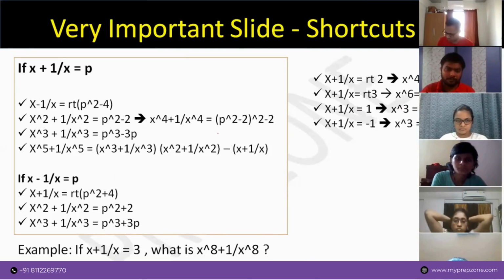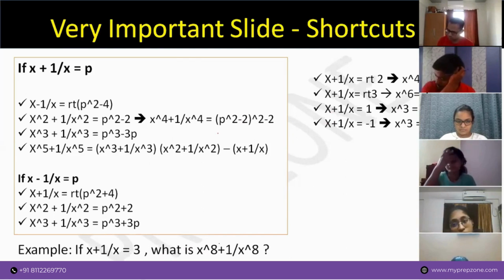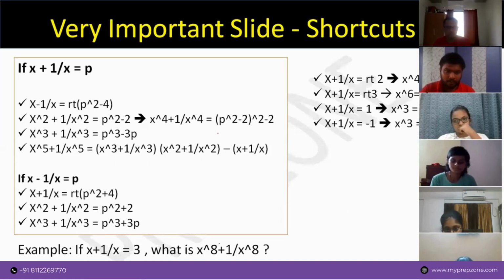Let's move on with this question. x plus 1 by x is equal to 3. You have to find the value of x to the power 8 plus 1 by x to the power 8. You don't need to solve it completely, just tell me what the expression will be. In the exam there is a calculator and you have options, so you can do it.